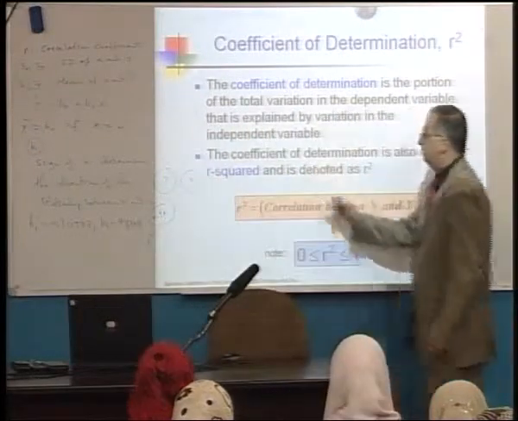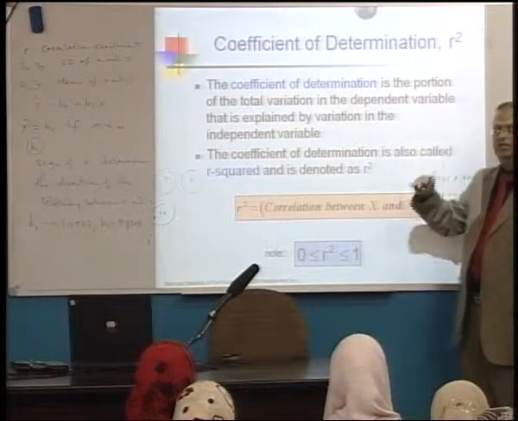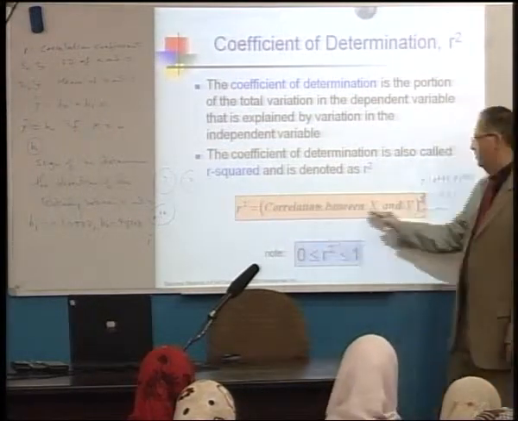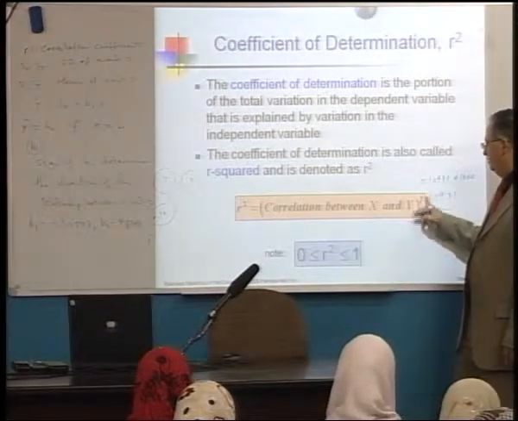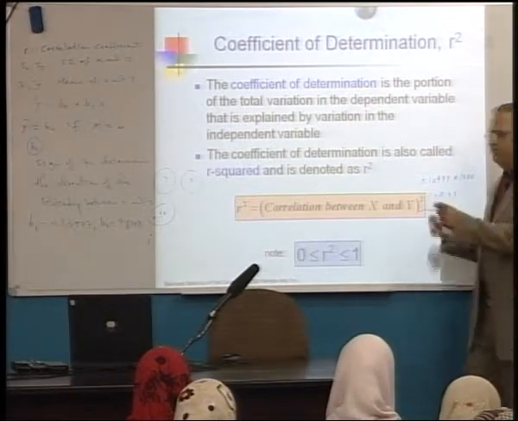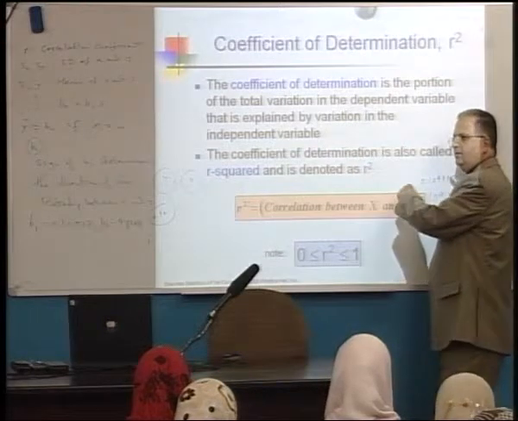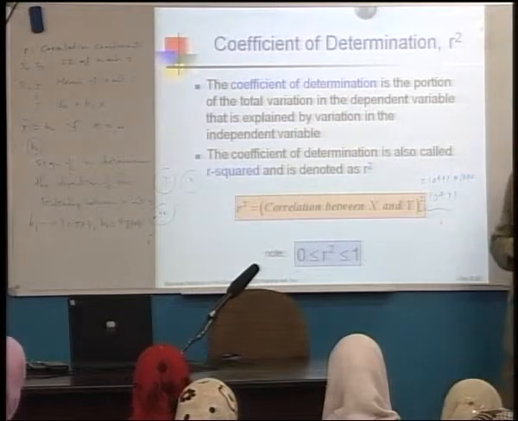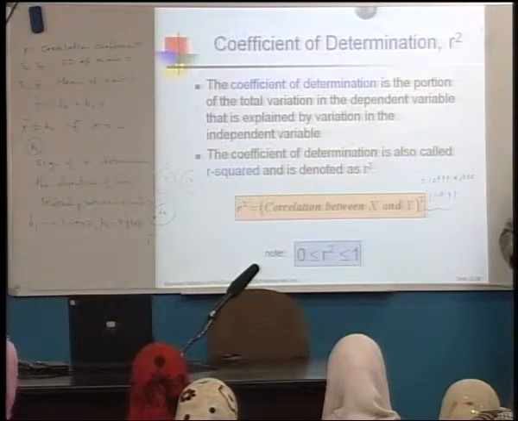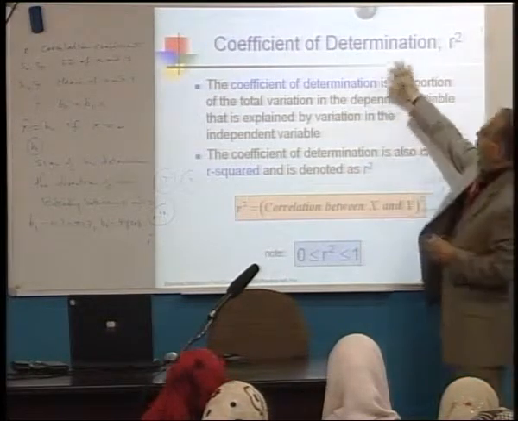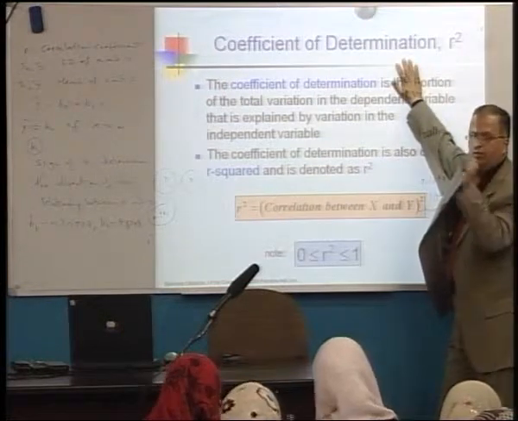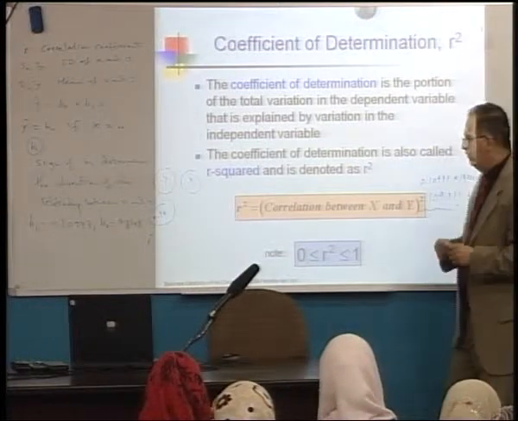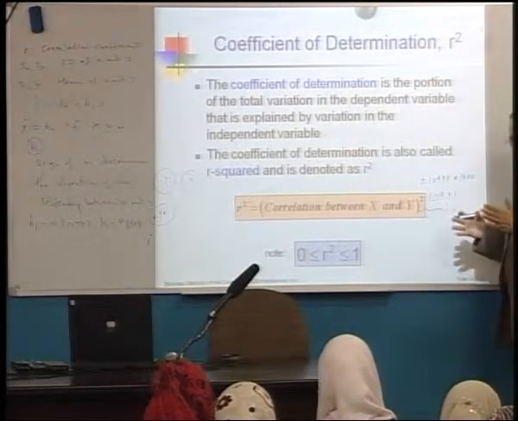Now, R squared for simple regression only is given by this equation: the correlation between x and y, squared. So if we have the correlation between x and y, you just square this value, and that will give the coefficient of determination. Simply, the coefficient of determination is just the square of the correlation between x and y. We know that R ranges between -1 and +1.